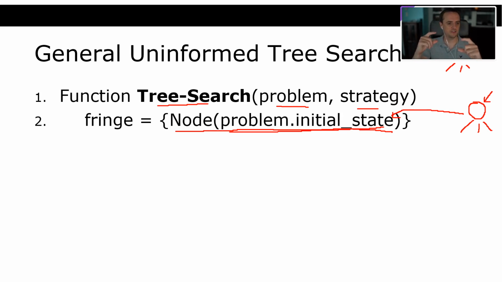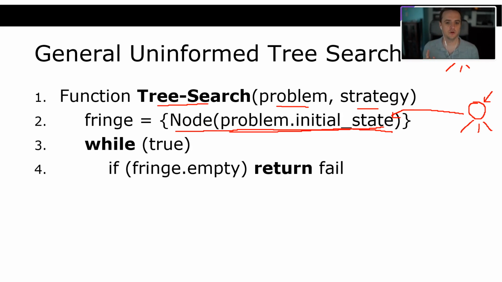So at the very start, we create a new fringe. It's some collection, okay? And we put the starting node into the fringe. Now, we're going to say while true. So this algorithm is just a process that repeats forever, and then later we're going to have some condition that terminates it, okay? So the first thing we do is we say, hey, is the fringe empty?